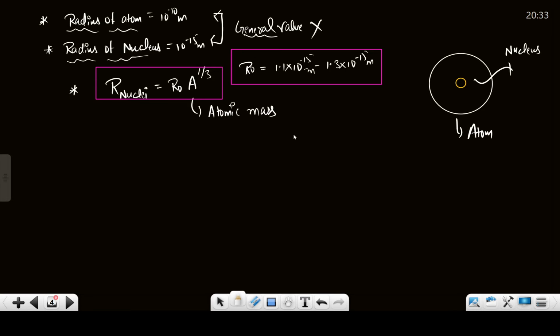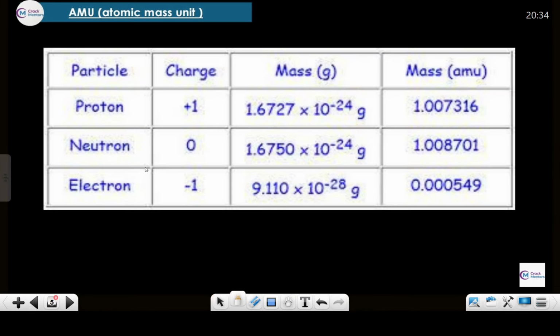Sir, what is this 10 to the power minus 15? This 10 to the power minus 15 is also called Fermi. I'm hoping that you know this much. So these are all the things that I wanted to explain to you. Now I'm moving ahead. Now we have what is atomic mass unit. I am going to explain this one also. What is atomic mass unit? It is nothing but the 1 by 12th mass of a carbon 12 atom.